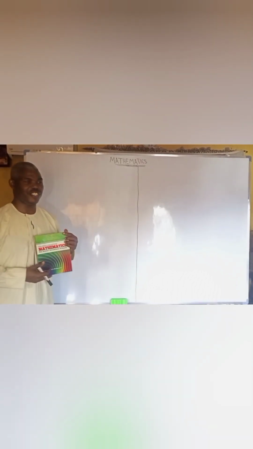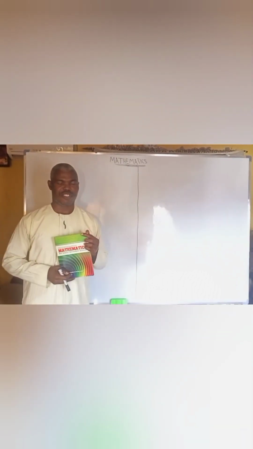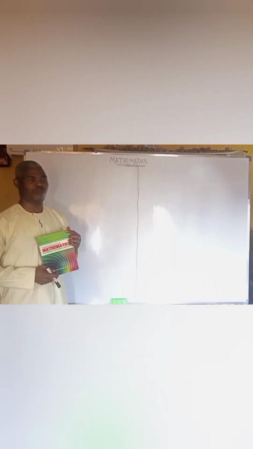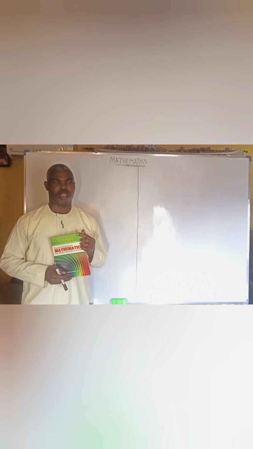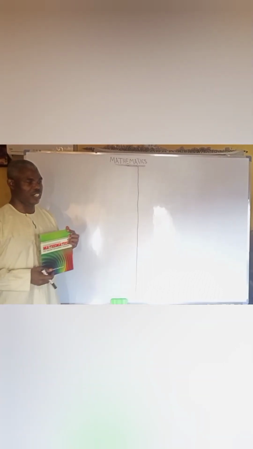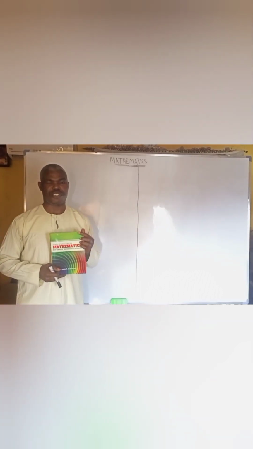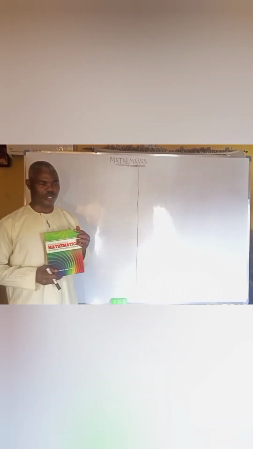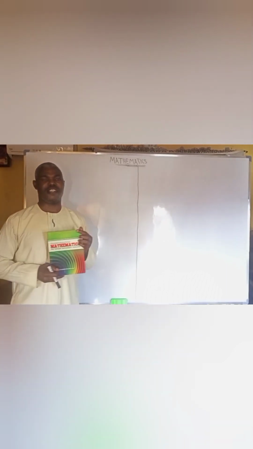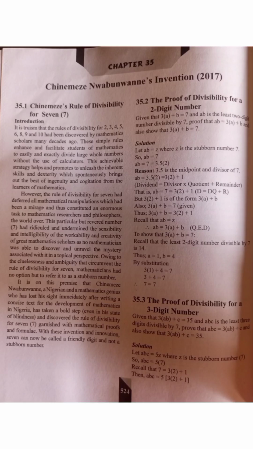To start with, I am Dr. Austin Chinemeze Nwabwane from Anambra State, Nigeria. I am the author of Transformational Mathematics for Senior Secondary Schools. I was also the first mathematician in the world who invented the 11 rules of divisibility for 7 without the use of a calculator.